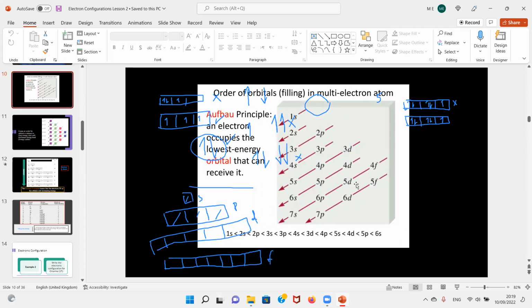If you follow this diagram here, the energy ladder goes from 1s, 2s, 2p, 3s, 3p, 4s, 3d, 4p, 5s, etc. So again, 1s, 2s, 2p, 3s, 3p, 4s, 3d, 4p, 5s, 4d, 5p, 6s, etc. So you must follow this order in order to fill in your electrons.